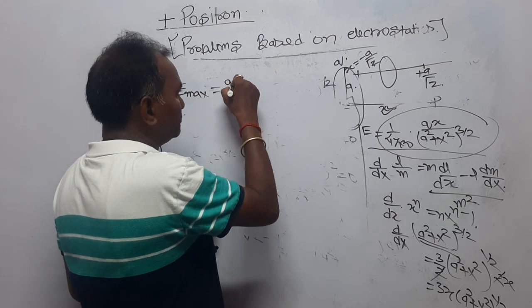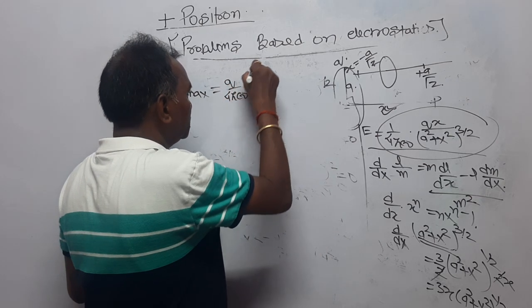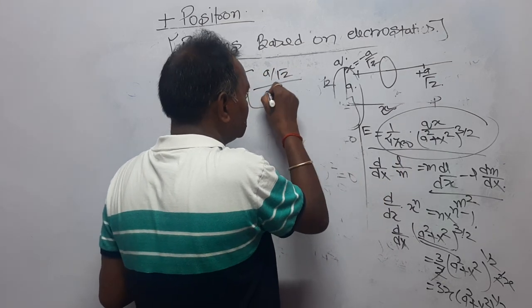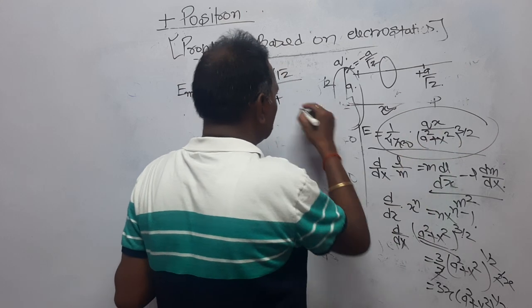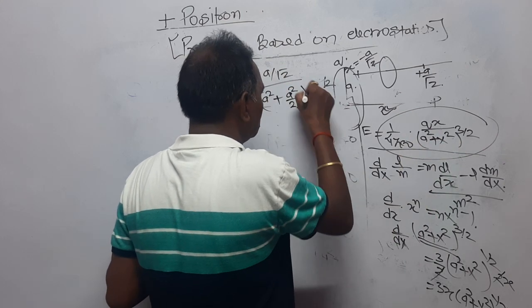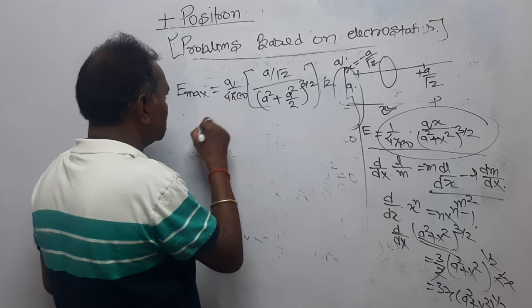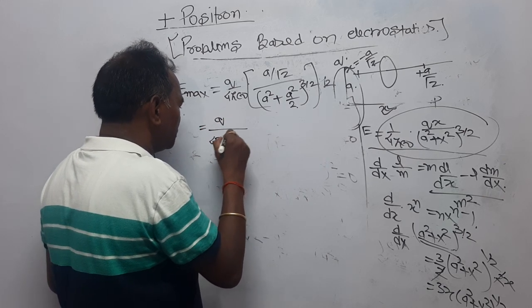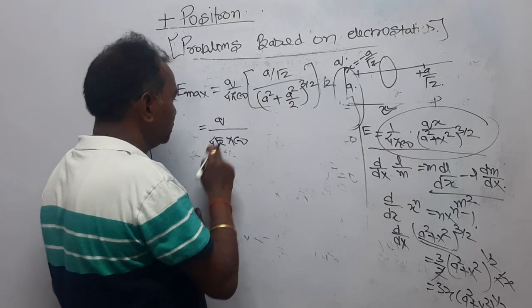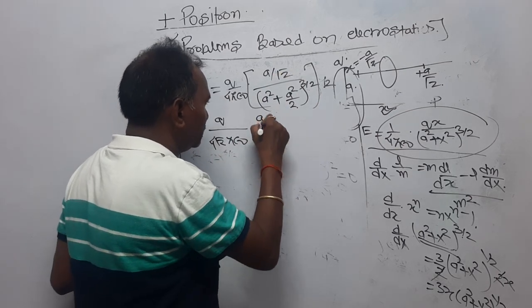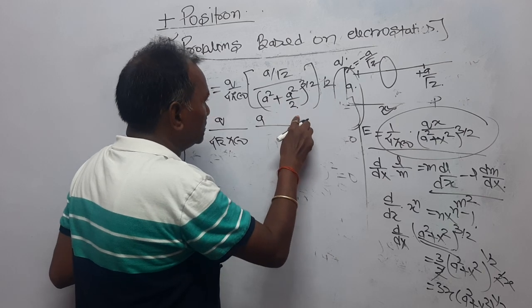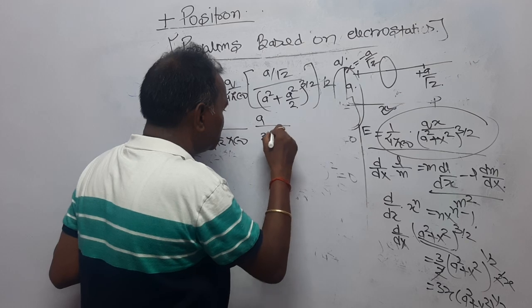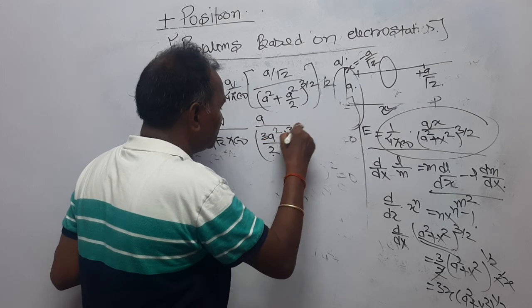So it is q upon 4 pi epsilon naught, taking it out, right? X is a by root 2. Now a square plus (a by root 2) square turns out to be (3a square by 2) to the power 3 by 2. Now dear students, it turns out to be q upon 4 pi epsilon naught, root 2 brought here, 4 root 2 pi epsilon naught a over (3a square by 2) to the power 3 by 2.